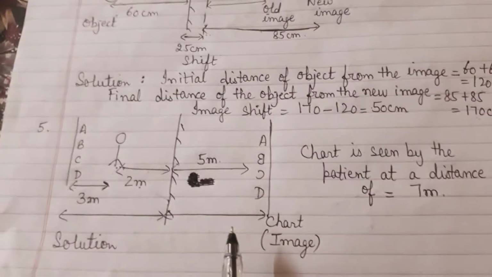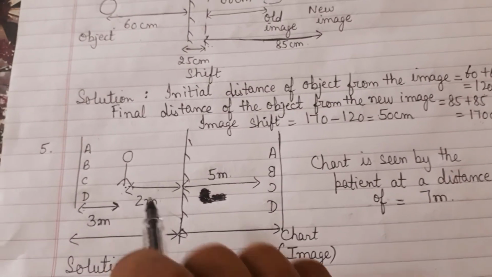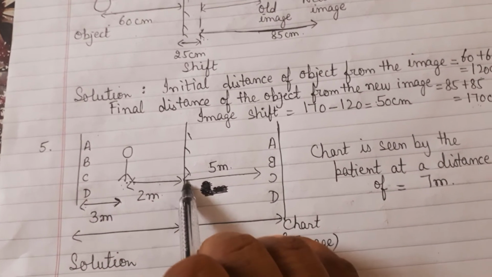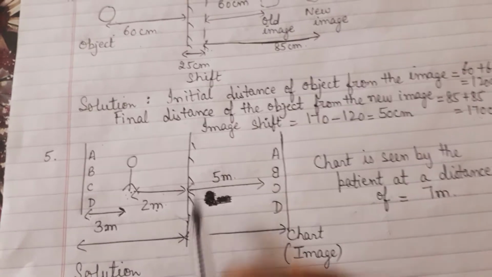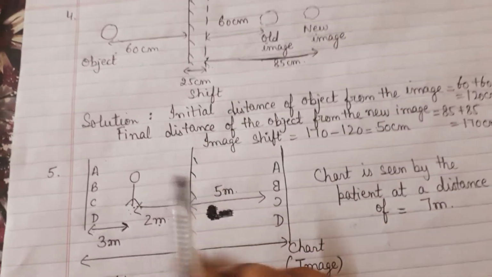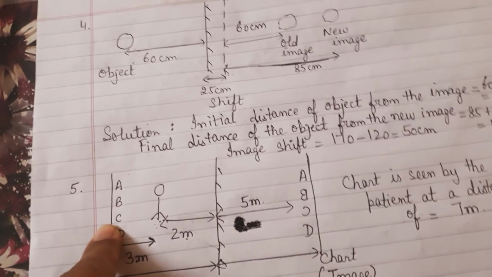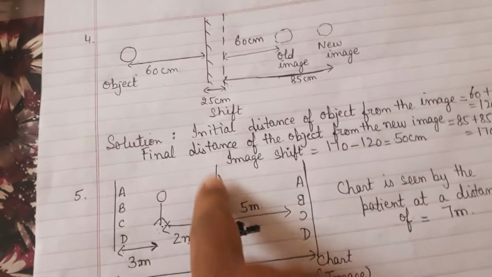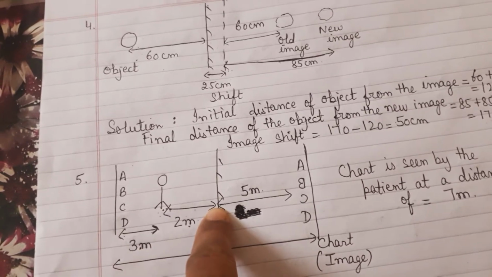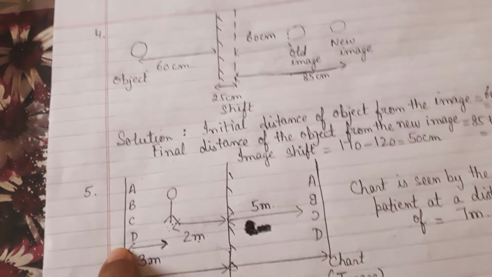In numerical 5, it has been mentioned that an optician is testing the eyes of a patient, and the patient is sitting at a distance of 2 meters from a plane mirror. A plane mirror is kept in front of the patient at a distance of 2 meters, and the alphabet chart is placed 3 meters behind the patient. Okay, so there is a plane mirror. The patient is sitting at a distance of 2 meters from the mirror, while the chart is placed at a distance of 3 meters behind the patient.